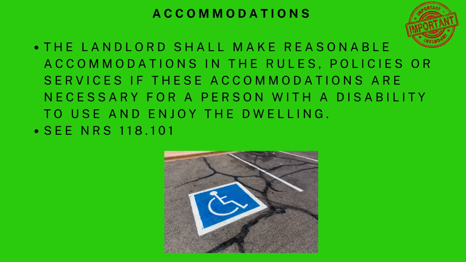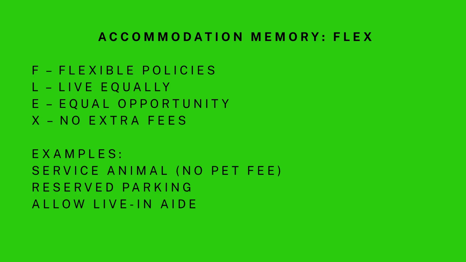This video is going to cover accommodations and modifications. Under the Fair Housing Act, the landlord shall make reasonable accommodations in either the rules, policies, or services if those accommodations are necessary for a person with a disability to use and enjoy the dwelling. That's also under NRS 118.101.